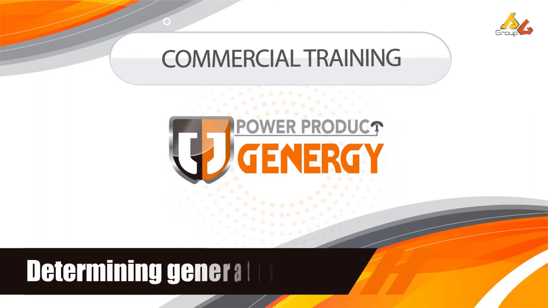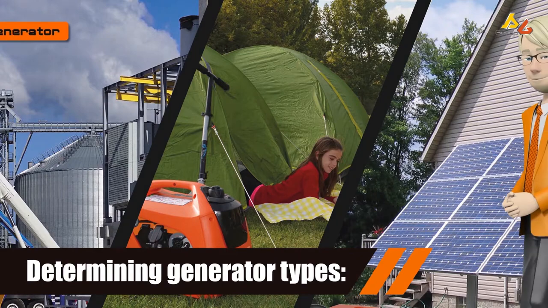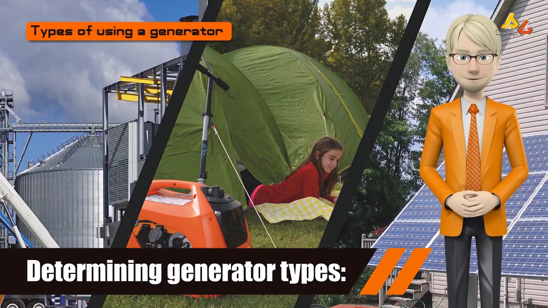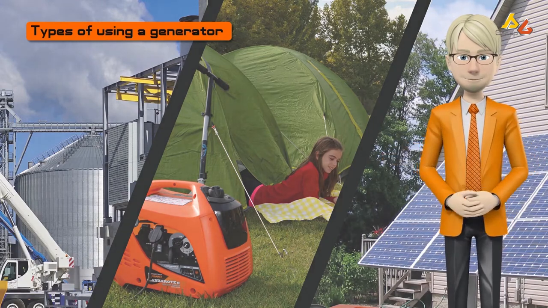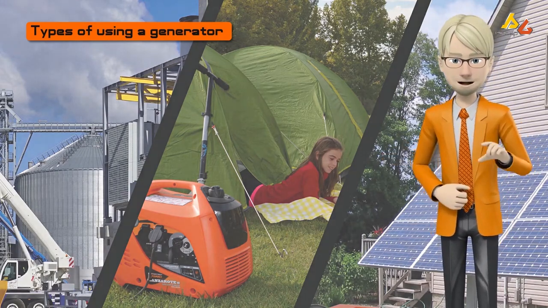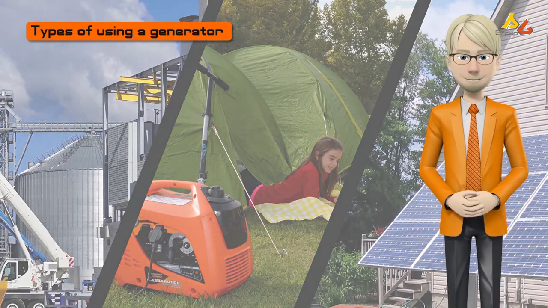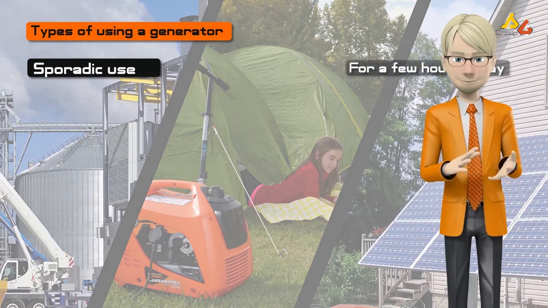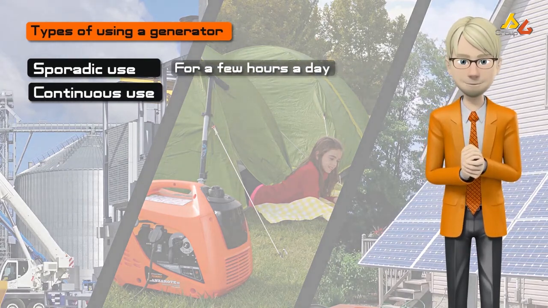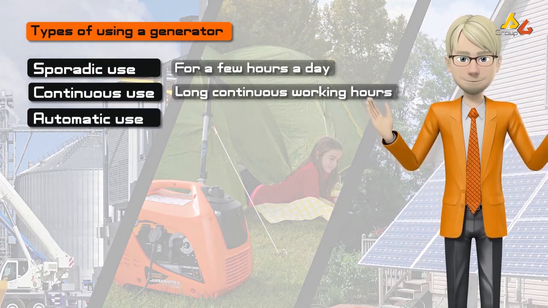Determining generator types. When selling a generator, it is essential to know as accurately as possible what it will be used for during its life, and more specifically the hours it will be running for daily. So first, we need to determine if the customer will need it throughout the working day, for sporadic uses during the day, or for automatic uses without their presence.